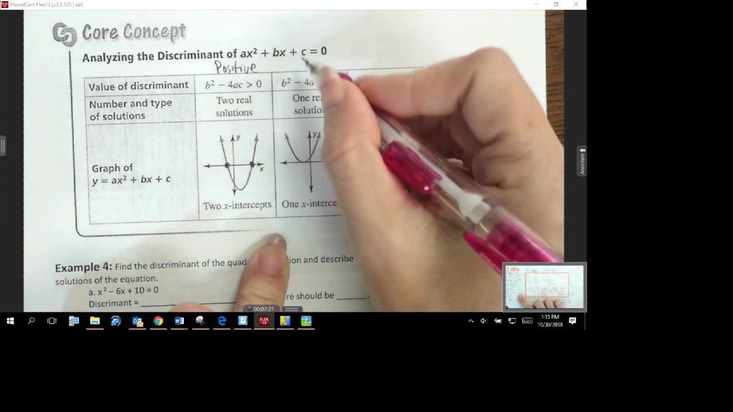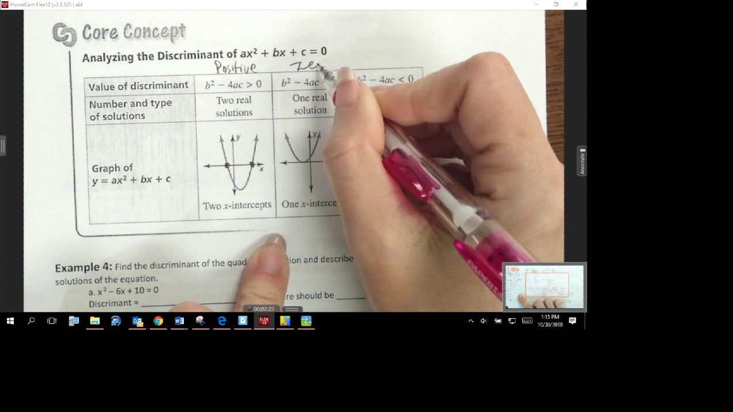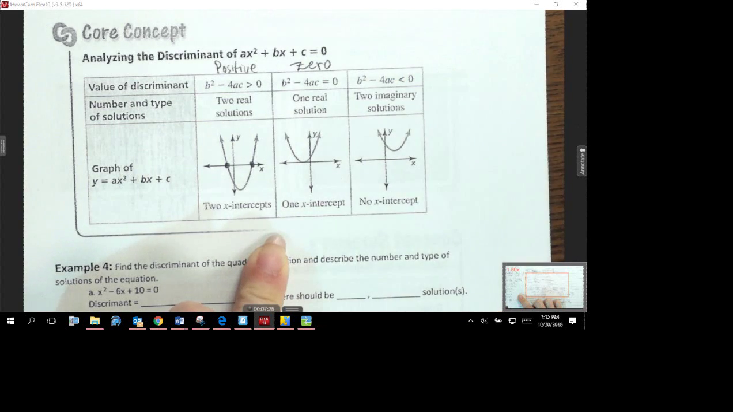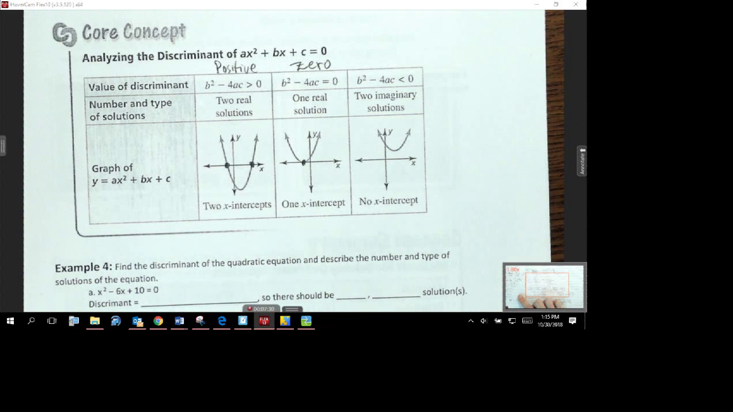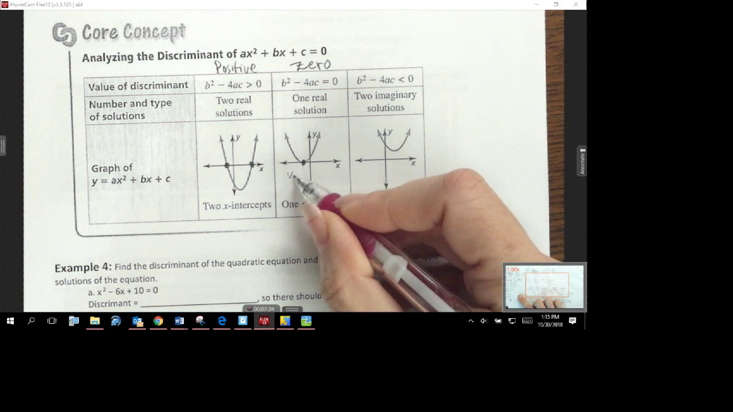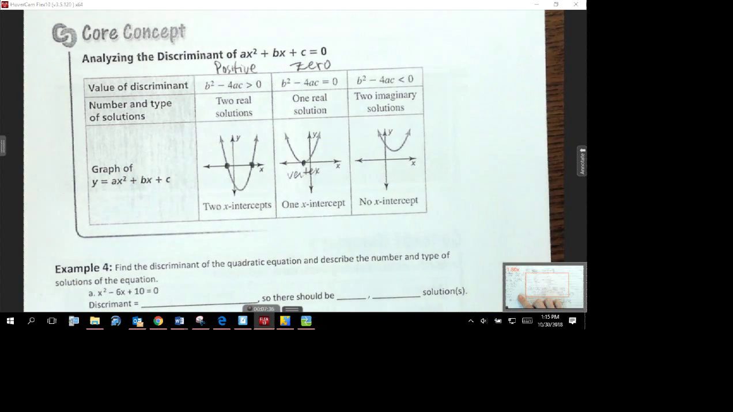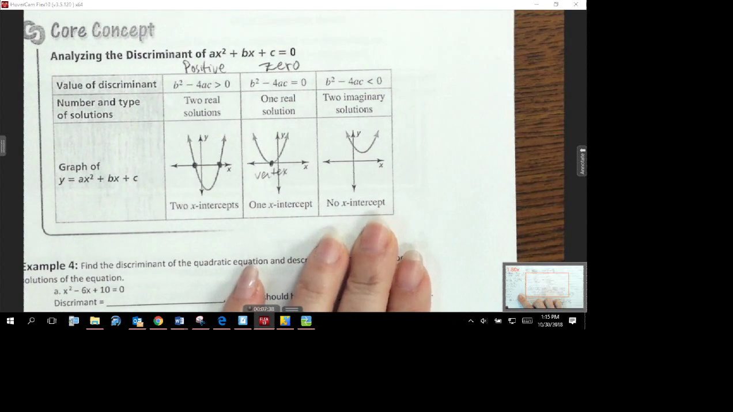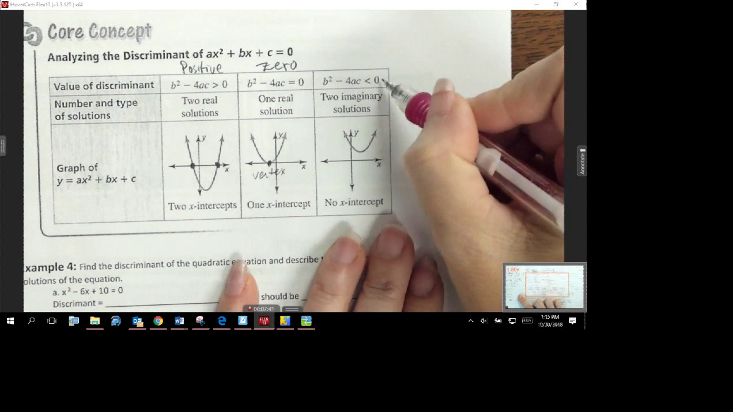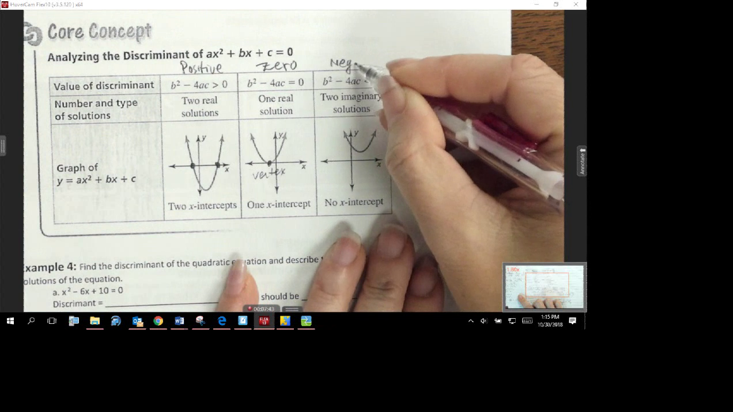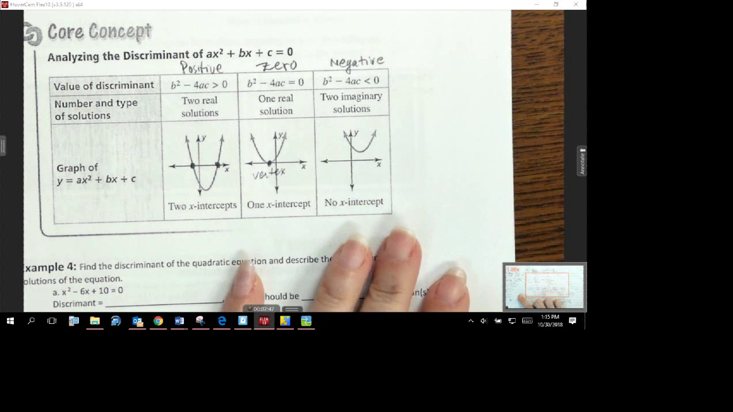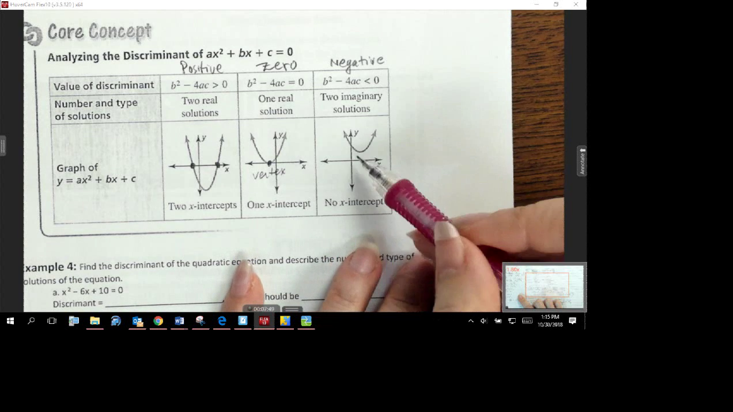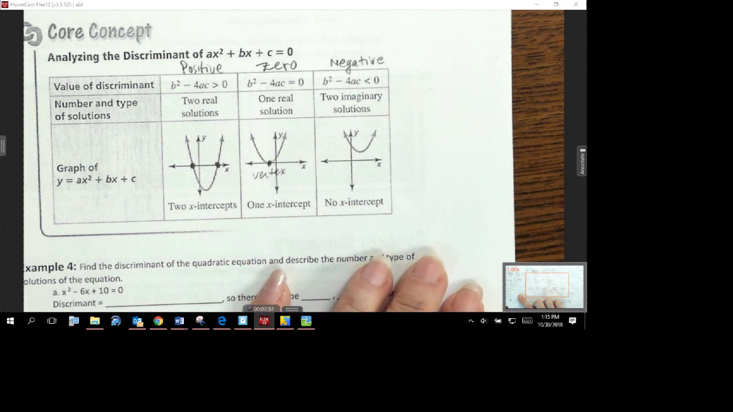If the value of the discriminant is 0, we will have 1 x-intercept, and it will be the vertex. And if we have b squared minus 4ac less than 0, if the discriminant is a negative number, then you will have 2 imaginary solutions. And that would mean the graph wouldn't cross the x-axis, no x-intercepts.